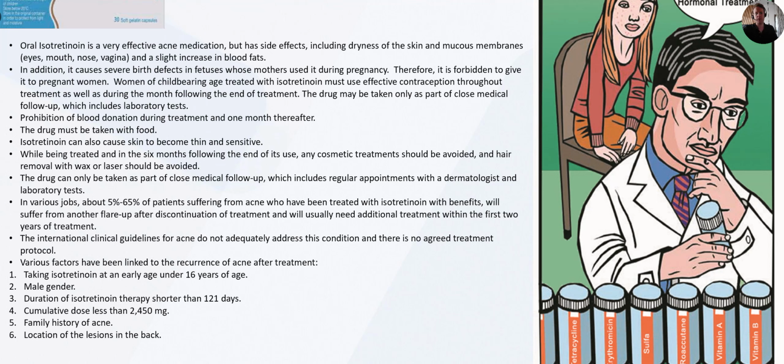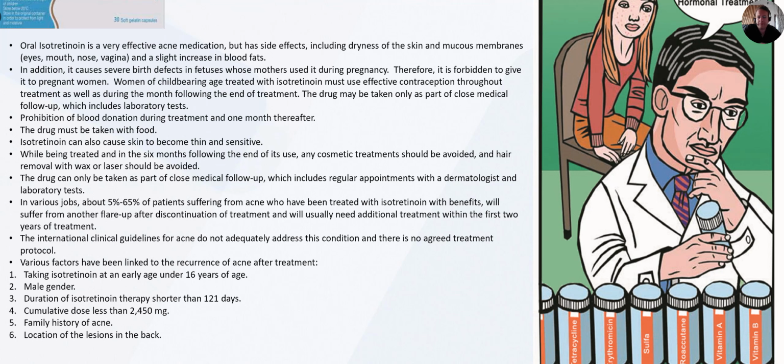And what about the most famous drug of all? It's oral isotretinoin. It's also known as Curatan and names like that. In higher doses, around 30, 40, 80, it can cause dryness of the skin and mucous membranes, eyes, mouth, nose, and vagina, and can increase blood fats. So before you take this drug, you need to perform blood tests for males and females to show that your liver, kidneys, and electrolytes are okay.